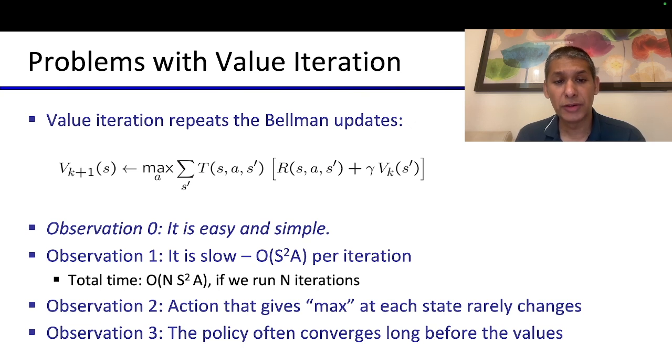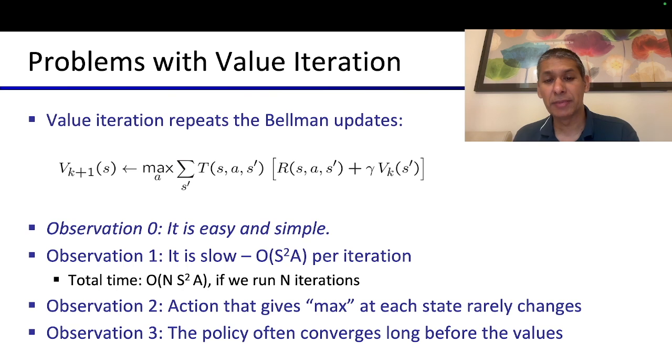Now, another observation we must make is that the action that gives you the max at each state many times doesn't change. Initially, surely it changes quickly, but after some time, even though the values keep iterating little by little, the max doesn't change. The one that's max is still the max. So the action that gives you the max rarely changes.